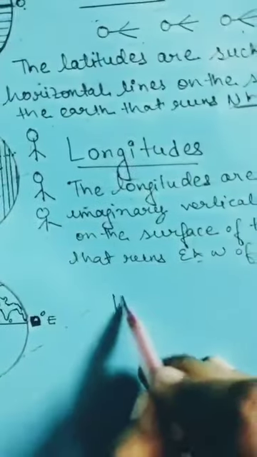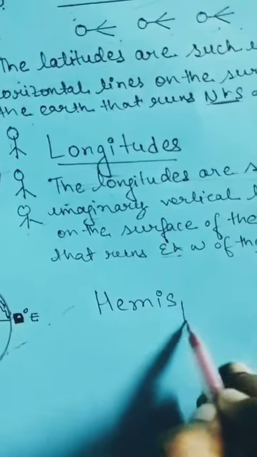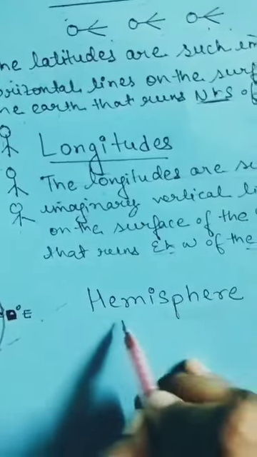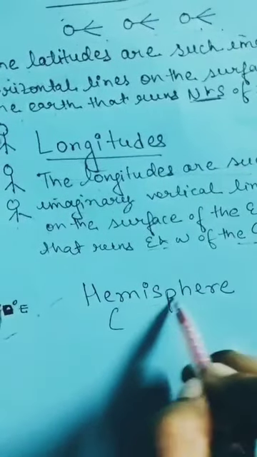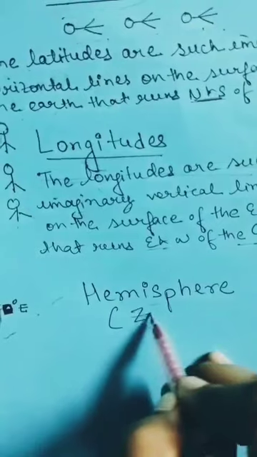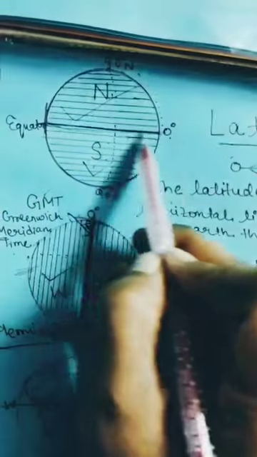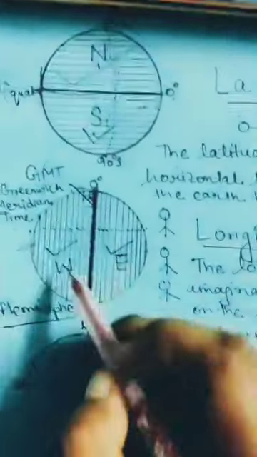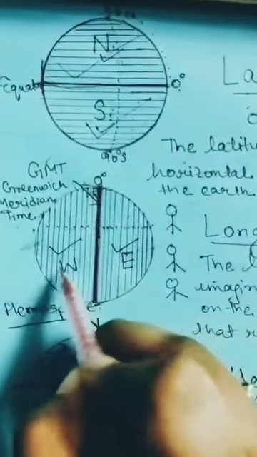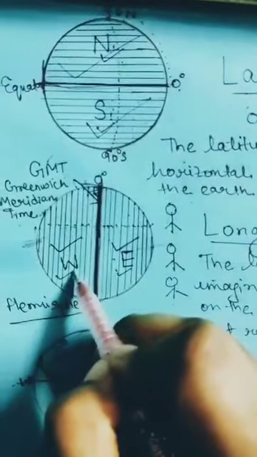What are we going to use? Hemisphere. What does hemisphere mean? The zone which I was talking about, or half, right? So the equator was dividing our earth into two halves, two hemispheres. One is the northern hemisphere and another is the southern hemisphere. And GMT is dividing our earth into another two hemispheres, the eastern hemisphere and the western hemisphere.